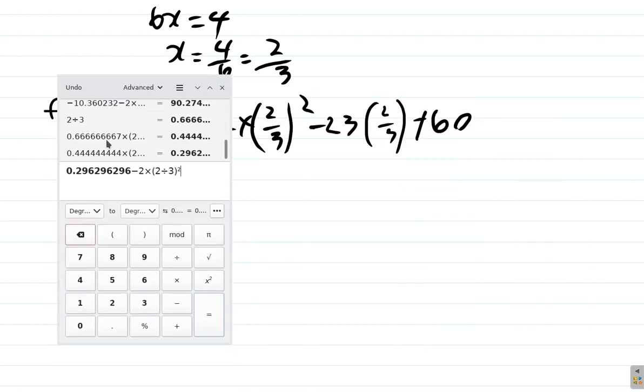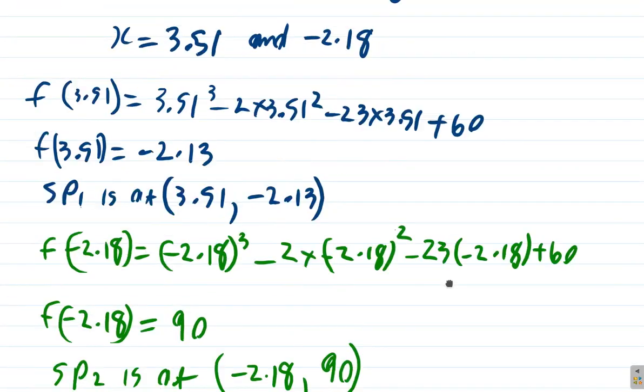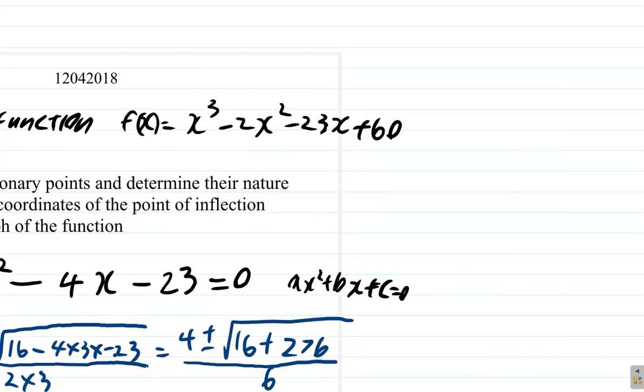Alright, minus 23 times, open bracket, 2/3, close bracket, plus 60 equals 44.07. Just call it 44. So the point of inflection would be at 2/3 and 44. But anyway, let's plot the graph and see what it would give us.